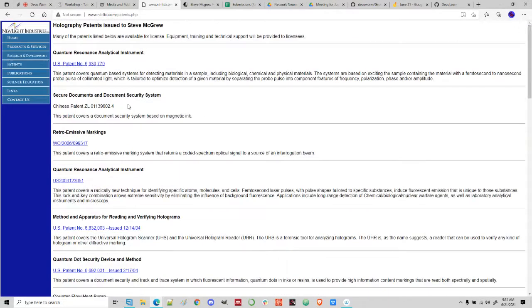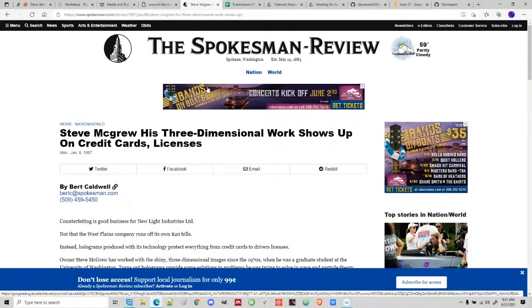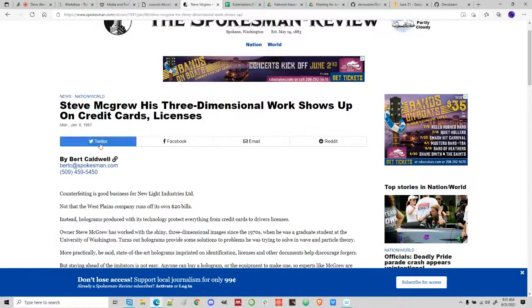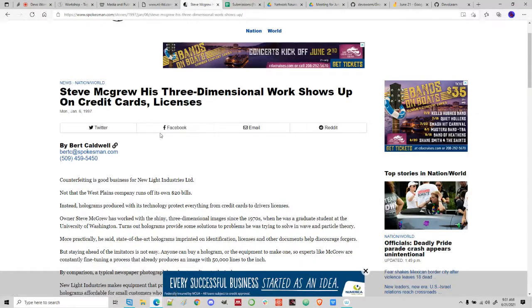It was very interesting work. There's an article here. So he's from Spokane, Washington. His business is based there, and this is from the local paper, an article from 1997 on his work. So this was quite a while ago. He was also an artist, and he did a lot of things with metalworking. And so his holography fits into the metalworking aspect of it as well. It's sort of that general arts, craftsman type thing.